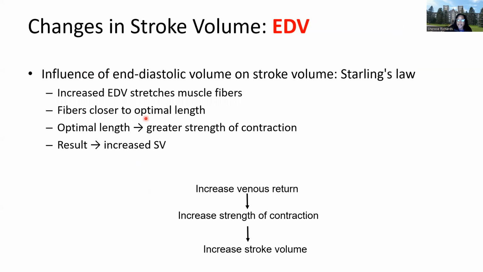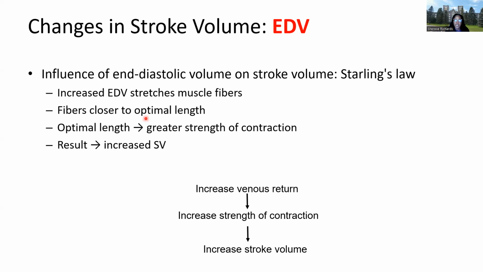All right. The second part of the equation here is the end diastolic volume, right? So this is another factor that can influence stroke volume. And end diastolic volume is simply how much volume has filled into that ventricle. So this brings us to speaking about Starling's law. And Starling's law is if we can increase the end diastolic stretch, we can get these fibers and get the sarcomeres closer to their optimal length, and they can generate more force.